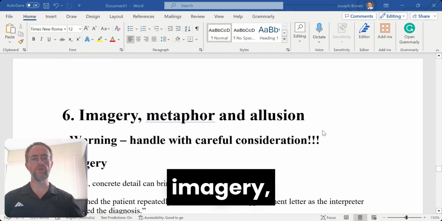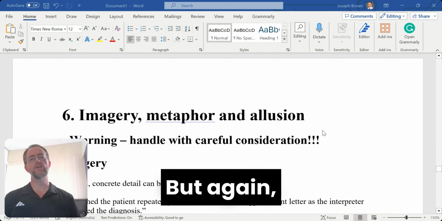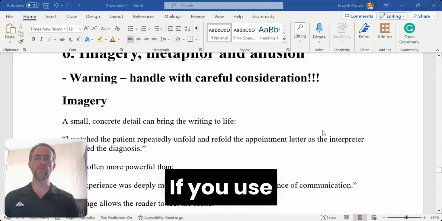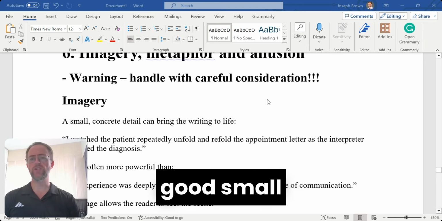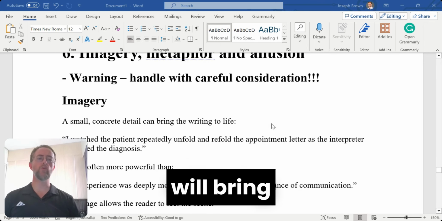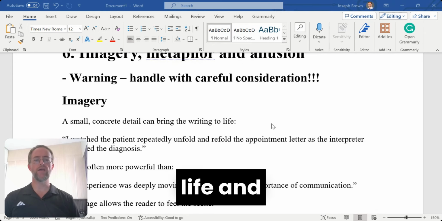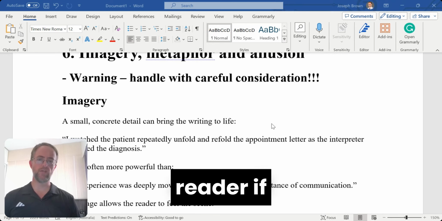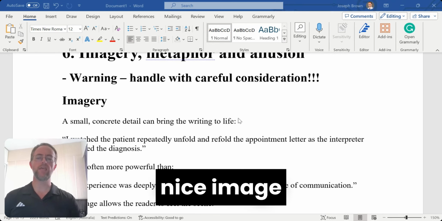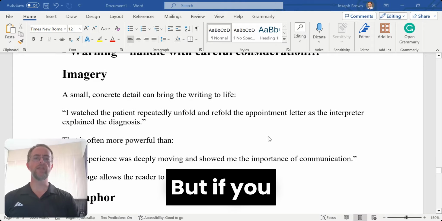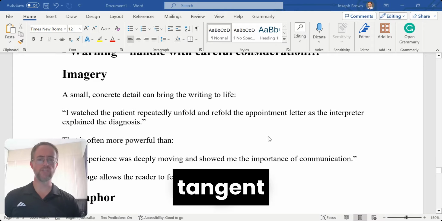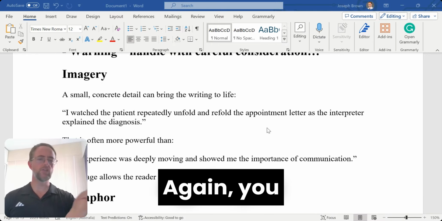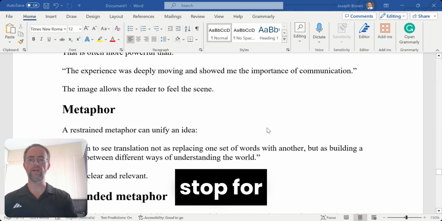You can use imagery, metaphor, and allusion, but again, strong warning for you to handle with care. If you use imagery, yes, a very good small concrete detail will bring your writing to life, and it will make it much more convincing and enjoyable for the reader if you can use a really nice image to sell it. But if you are going on a tangent trying to create this imagery, it's not going to work. Again, you can read the examples. We're not going to stop for that.